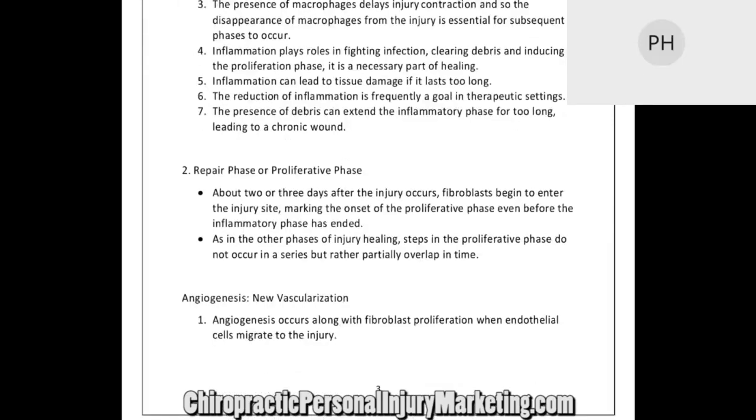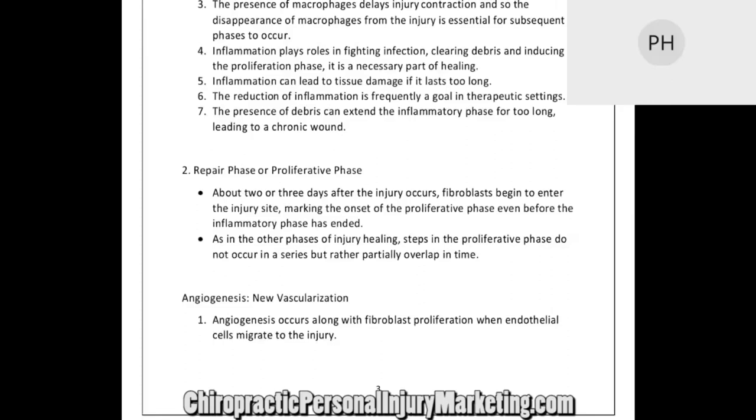So then we come into the repair phase and proliferative phase. About 2 or 3 days after the injury occurs, fibroblasts begin to enter the injury site, marking the onset of the proliferative phase, even before the inflammatory phase has ended. So remember, we said 6 to 12 weeks, so it starts way sooner. We're looking at a peak, and we do it for communication purposes also. Where's the peak of the proliferative phase? The bell curve. And it's easier to pick certain numbers than it is to be vague in general.